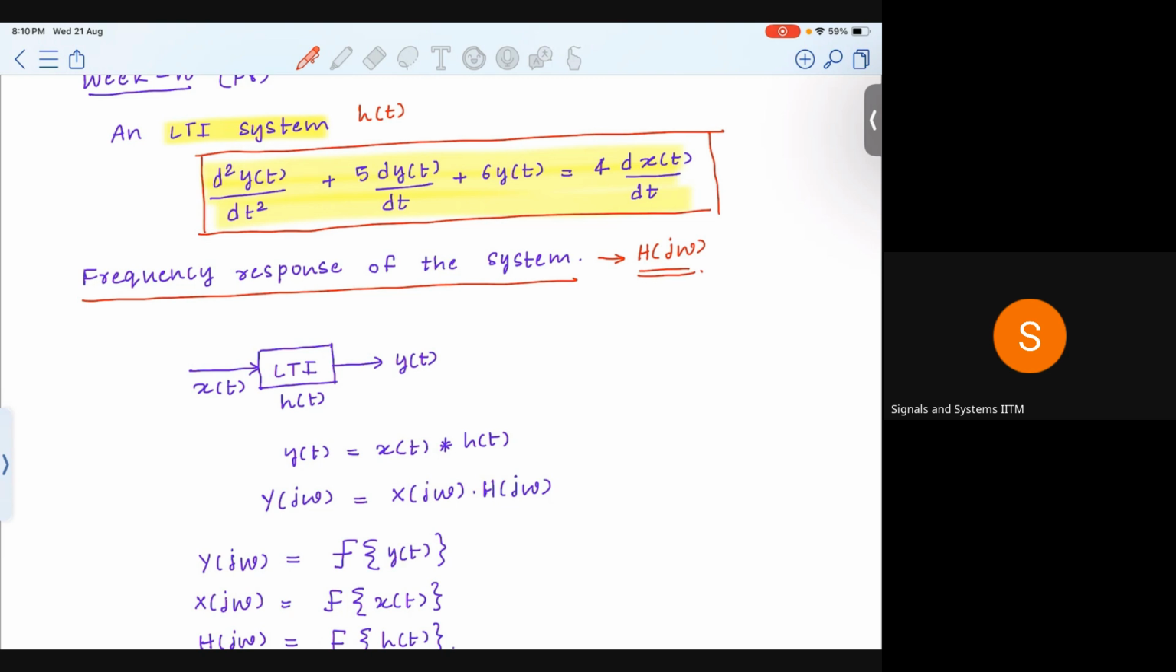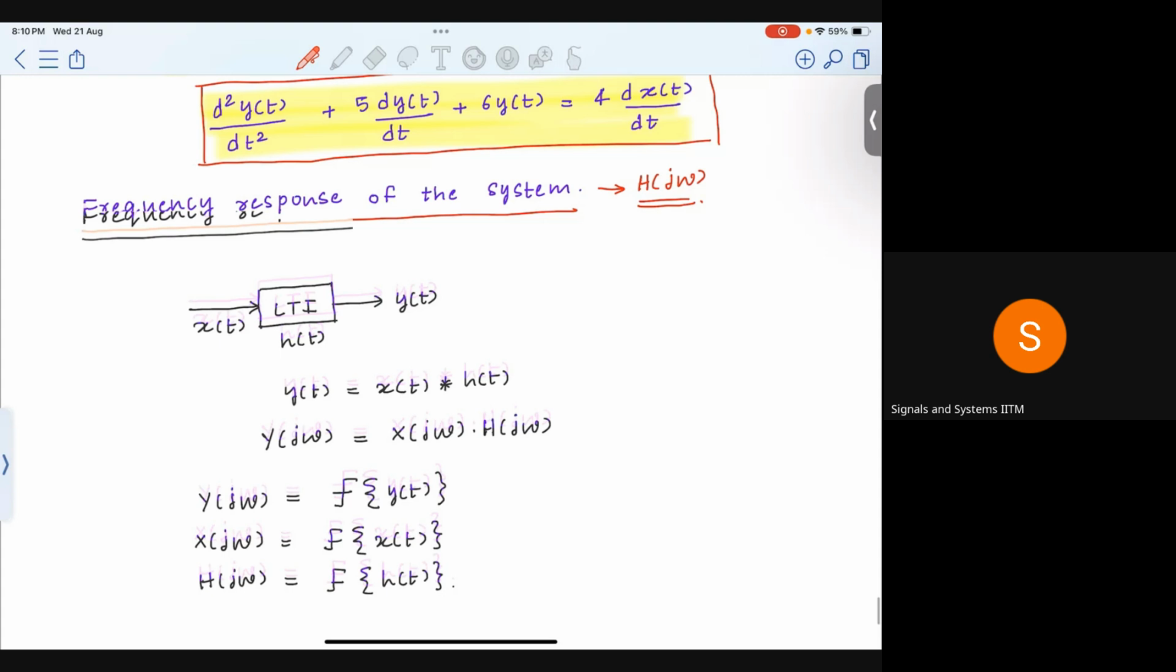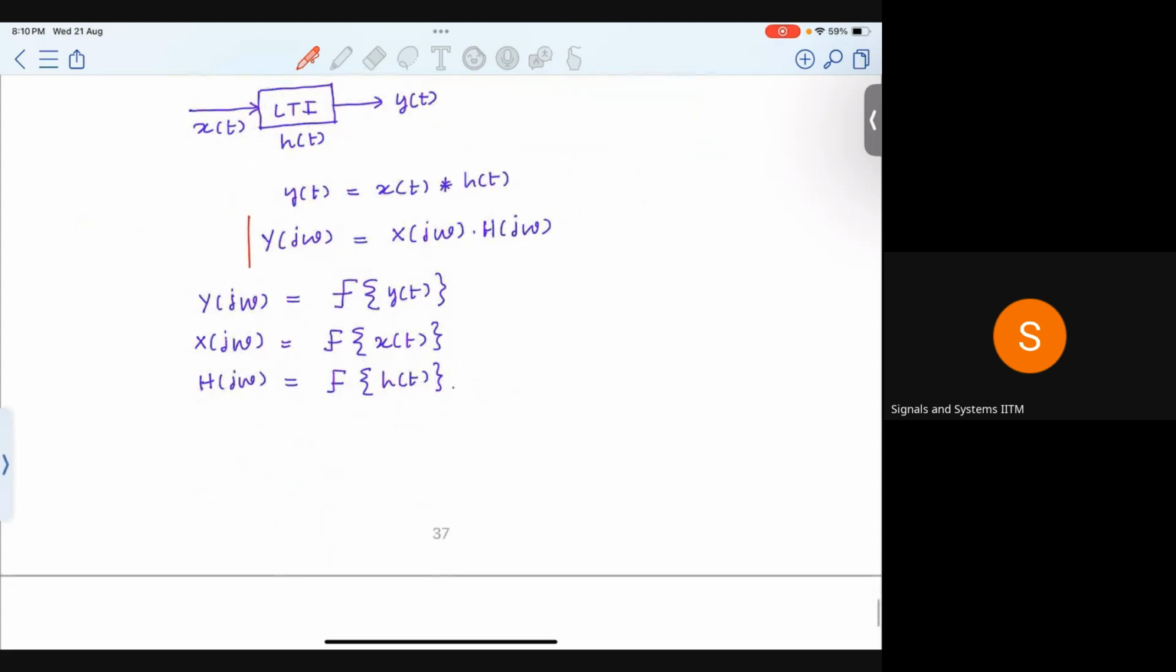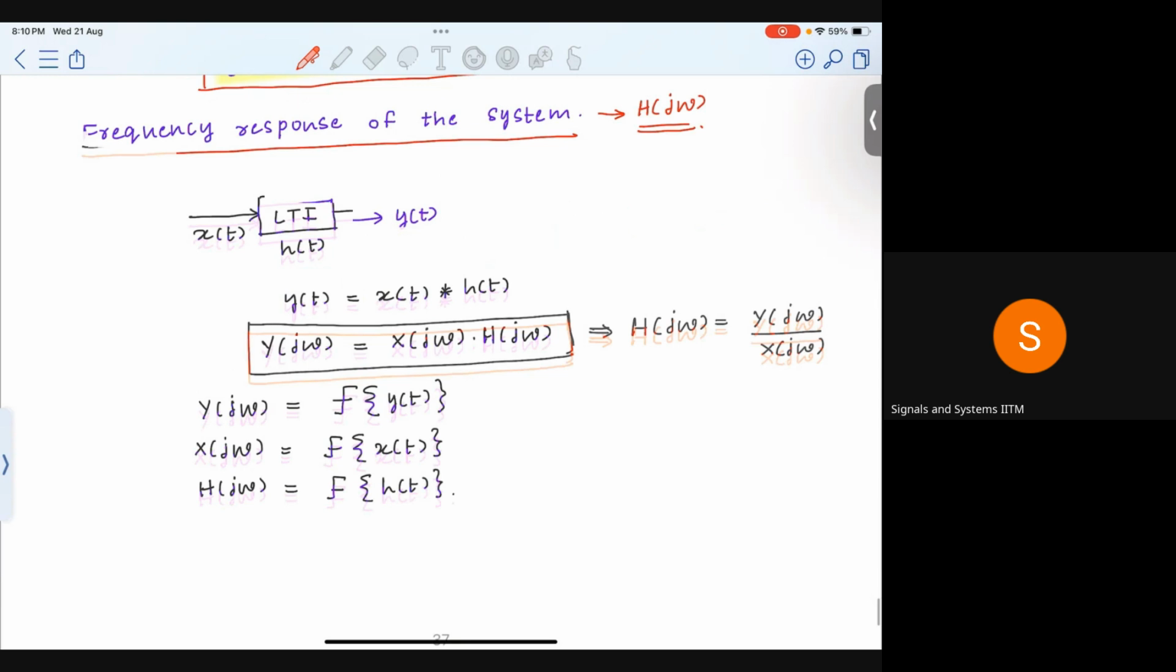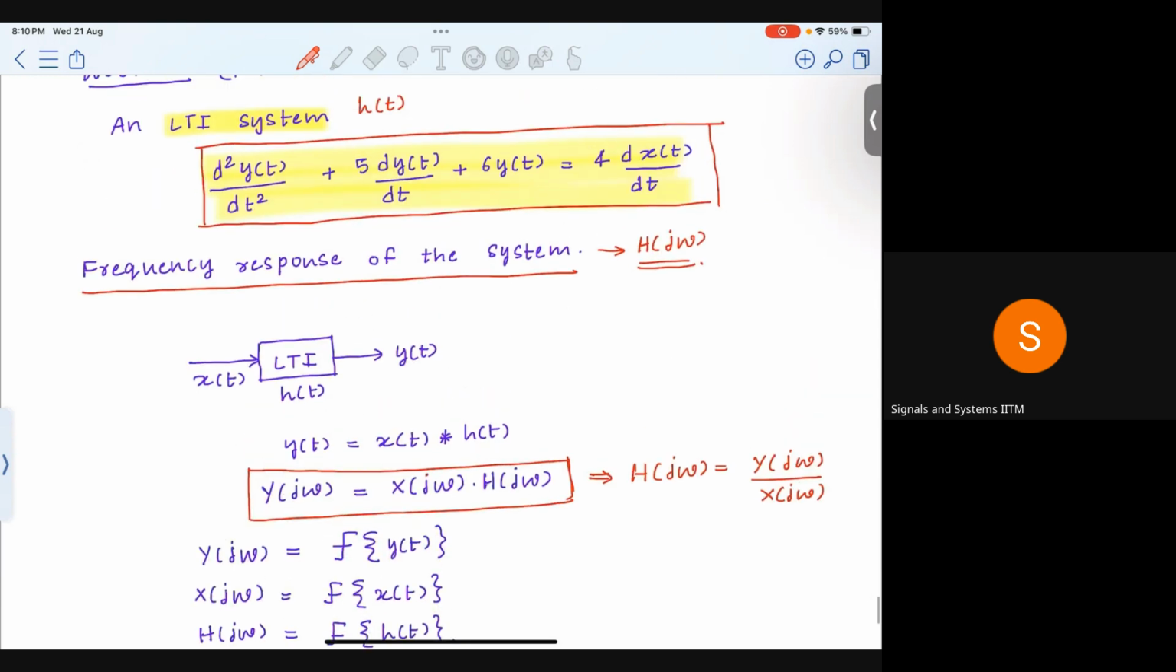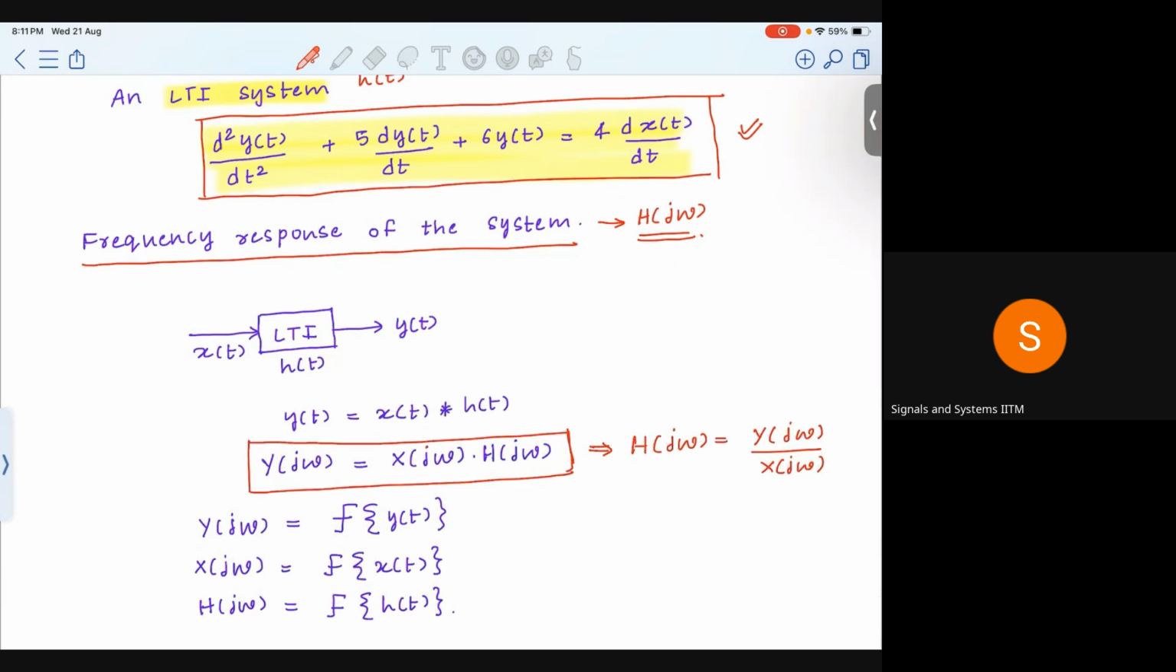So now how do we find that? We have the input output relationship, and we know that for an LTI system, y of j omega is given by x of j omega and h of j omega, which implies the frequency response of an LTI system is y of j omega by x of j omega. So now what we have to find is, from this differential equation, we are supposed to find this fraction. How do we do that?